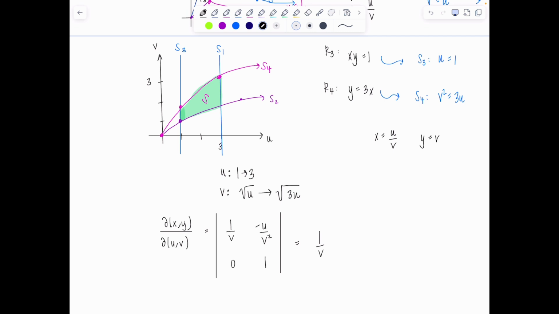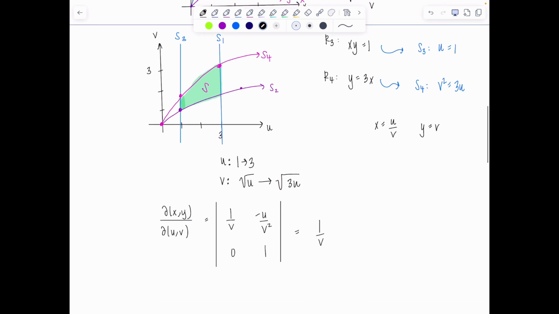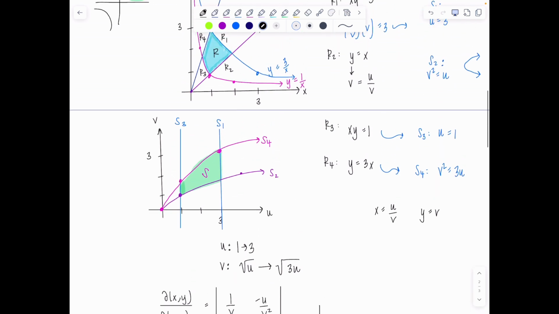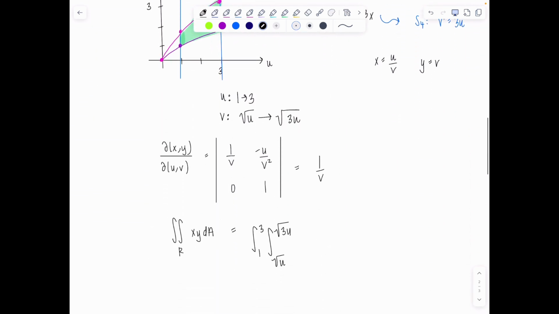Perfect. Okay, good. Ooh, it's variable. How exciting. All right, so then we have the double integral over R of xy dA. Just rewrite the original so you don't lose your mind. So u's going to go from 1 to 3. V is going to go from rad u to rad 3u. Then we have, what was our original integrand? xy. It's right there. X times y in our new coordinate system is u.